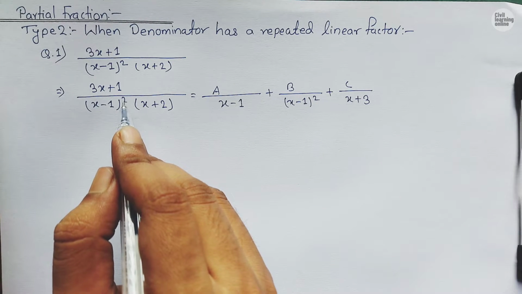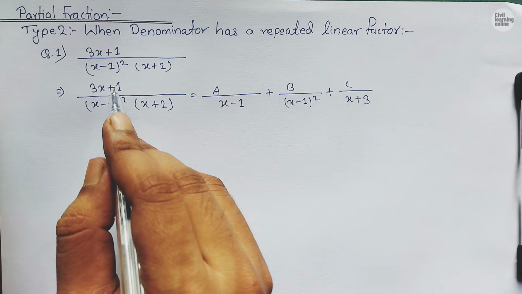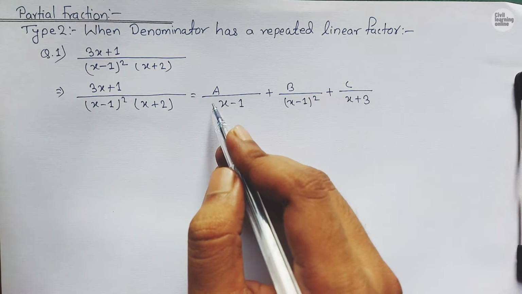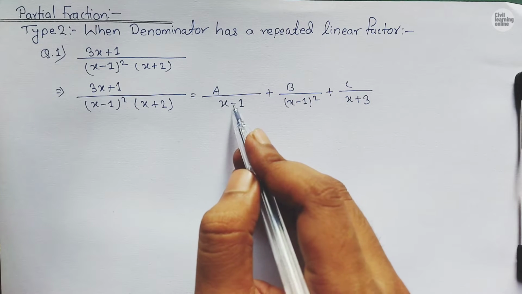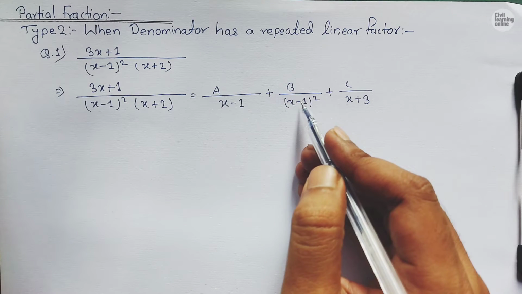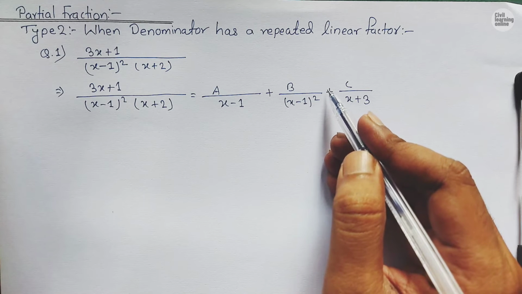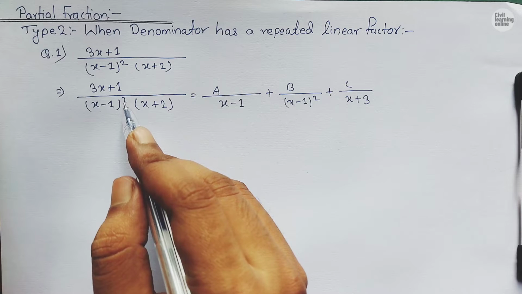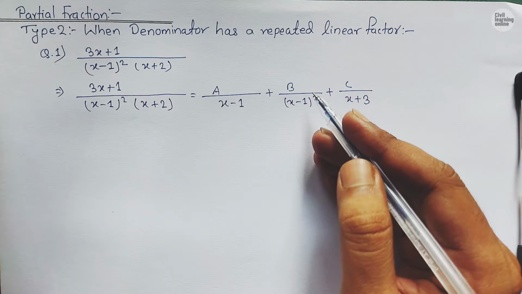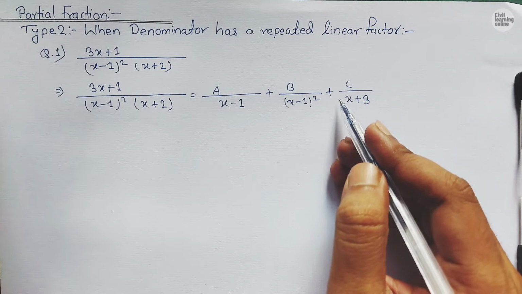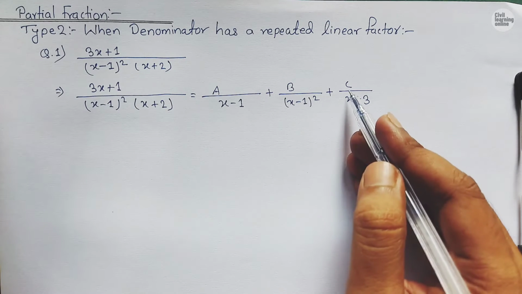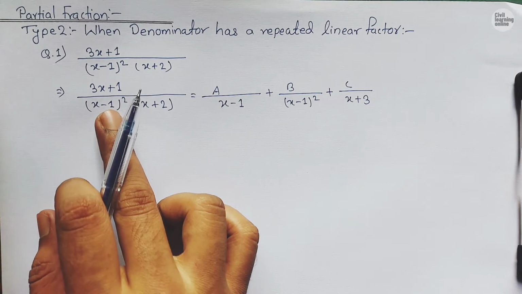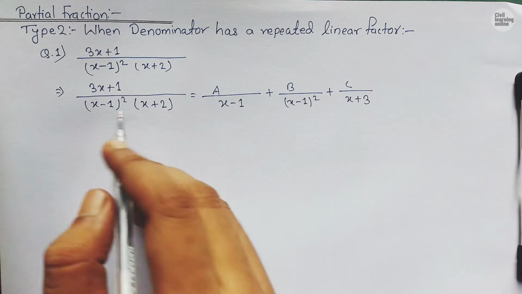If here we had 3x plus 1 upon (x minus 1) to the power 3 times (x plus 2), then we would have to write a upon (x minus 1) plus b upon (x minus 1) square plus c upon (x minus 1) to the power 3, because here it is 3. So we have to add one more coefficient, c upon (x minus 1) to the power 3, and then we move to d upon (x plus 2). Here it is only up to power 2. So let's continue the solution of this numerical.